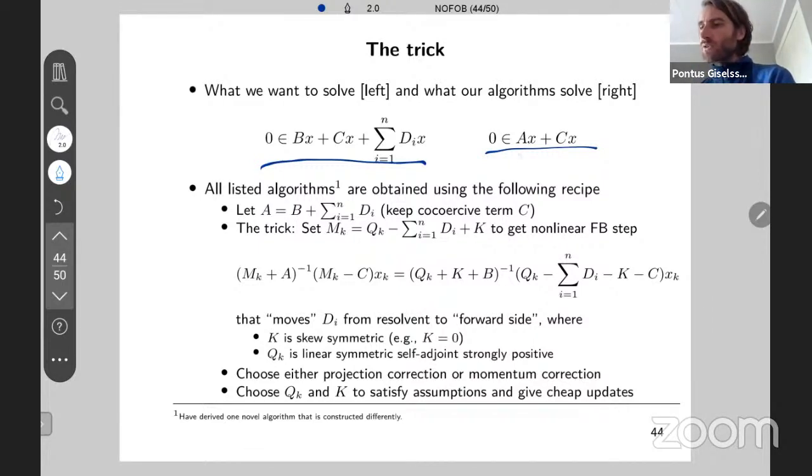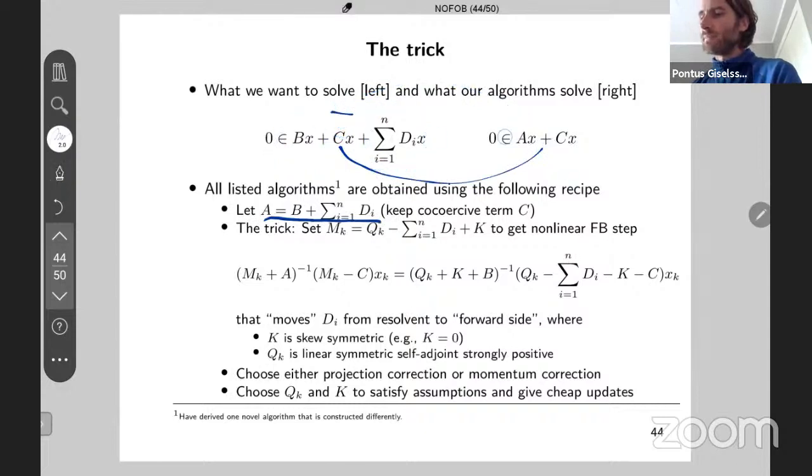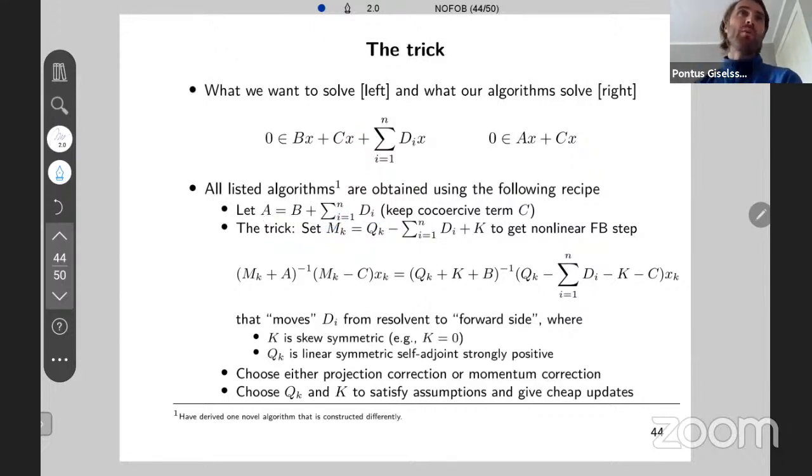All right, so in order to connect these two, we say that B and this sum, we add these and put them in A. So we let A be this sum, and then we just keep the cocoercive term C as it is. Now in the forward-backward step, in the resolvent step, we set MK to be some QK. This is to be chosen. This is linear, symmetric, self-adjoint, strongly positive, so we can say it's a positive definite matrix.